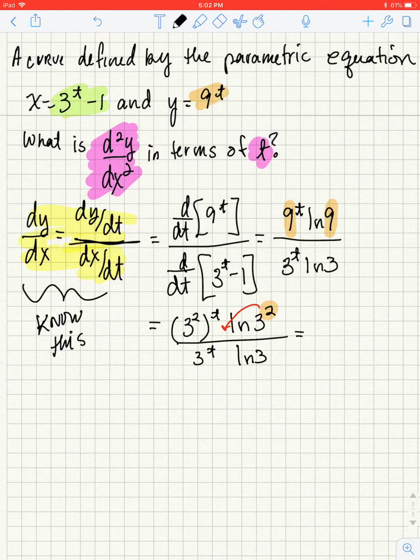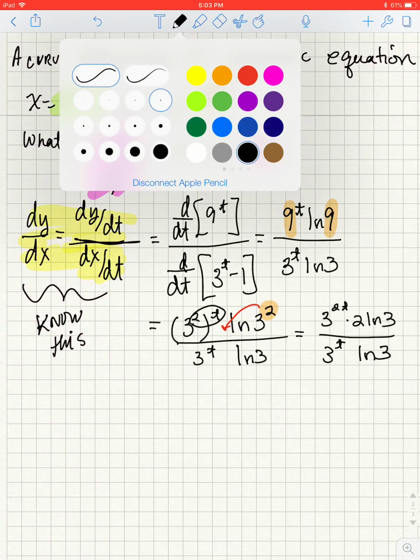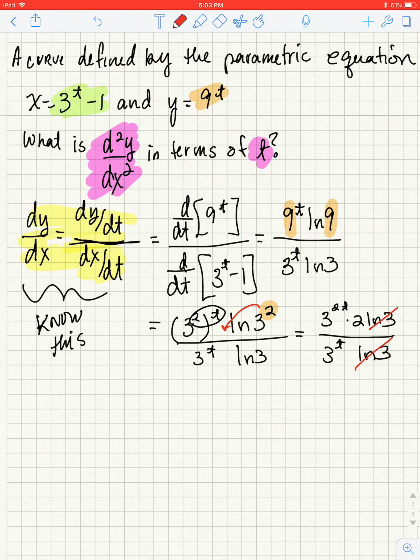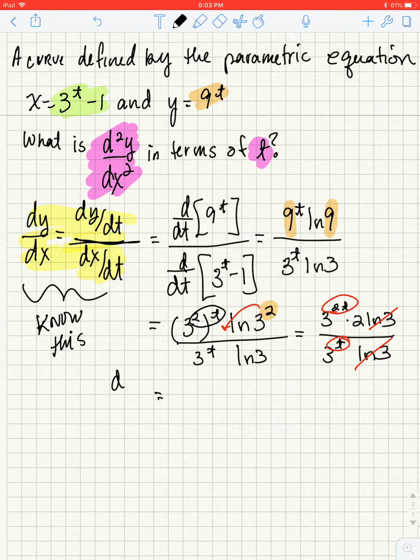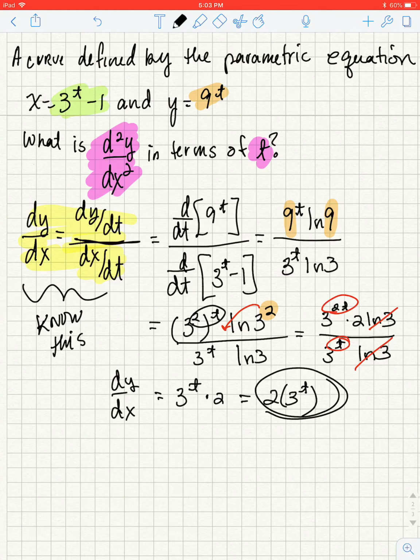And now we have 3 to the 2t, another exponent rule, times 2 ln 3 over 3 to the t ln 3. Now if you notice, we got some cancellations here, and then we could simplify that because you can subtract your exponents, and that'll give us for dy/dx 3 to the t times 2. I just like to write it this way, keeping the constant in front. And we'll use that coming up.